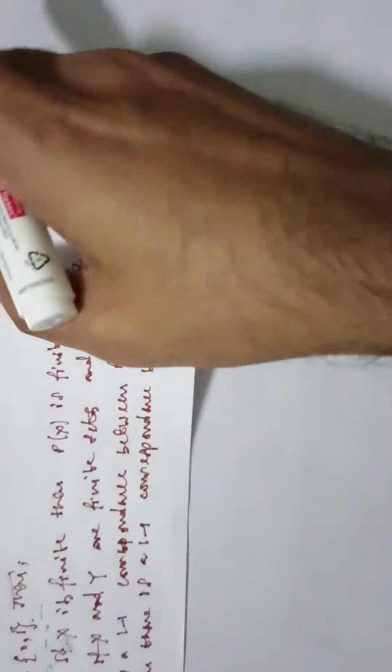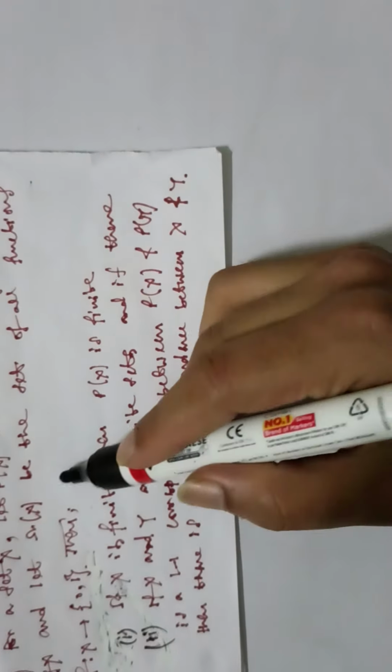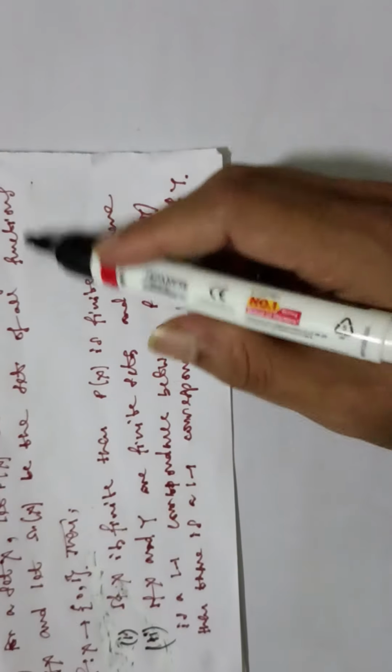Now we will solve question 5. This question was asked in December 2017, in part C, for 4 marks. What is the question? It says, for a set X, P(X) denotes the power set of X and Ω(X) the set of all functions from X to {0,1}.